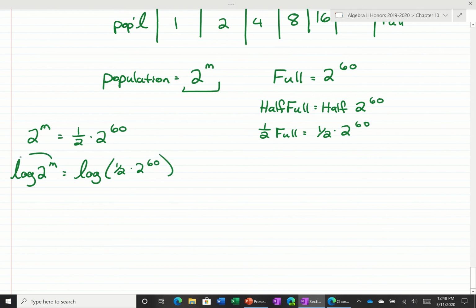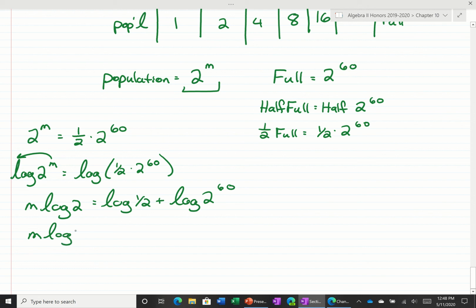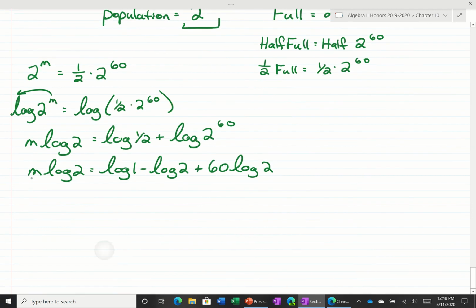We could bring the power down here. Remember, we're looking to solve for minutes. This is actually a product property. It's log of 1/2 plus the log of 2 to the 60th. We actually have a few other properties we could use here. This is a quotient property. We have a power property. So what I'm going to do is take both sides and divide by the log of 2 to get m by itself.